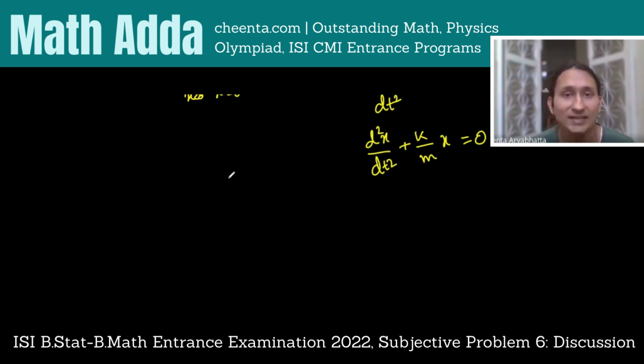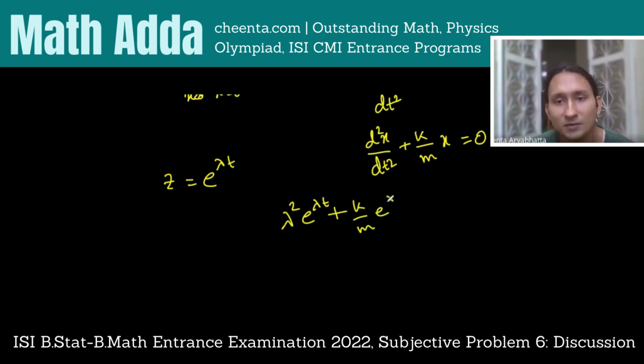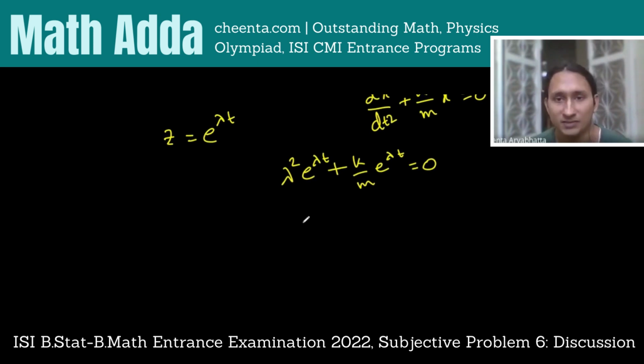And how do you do that? We try to find solutions that have a special form. For example, let's see if we have a solution of the form, say, z equal to e^(λt). If we plug this in, it actually gives us, z is x here, by the way. z is the function we're looking for. It gives us λ² e^(λt) + (k/m) e^(λt) = 0. Now we can cancel e^(λt) because it's always non-zero. That gives us λ = ± i √(k/m).